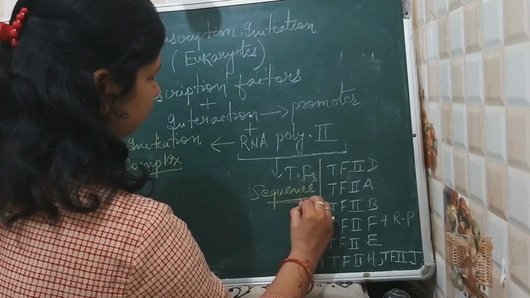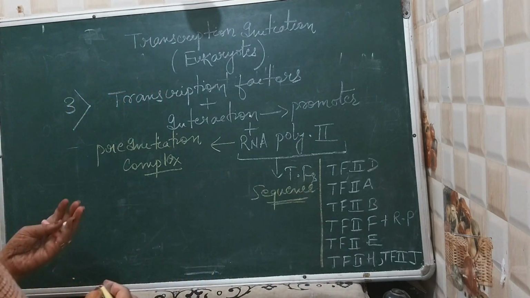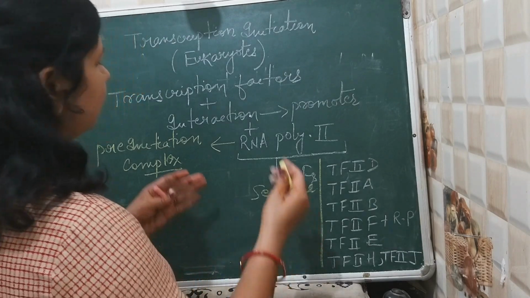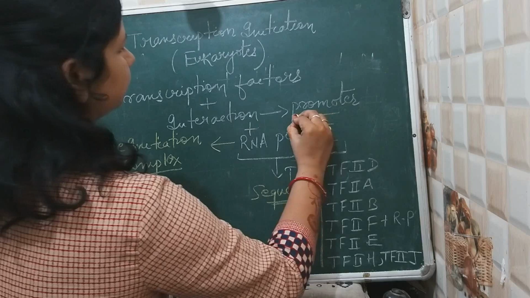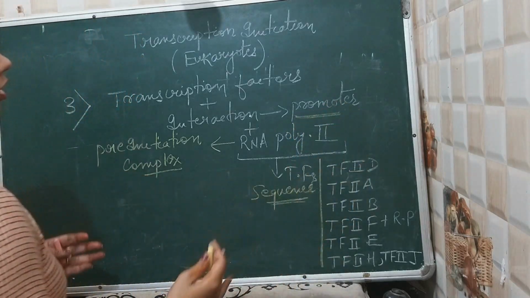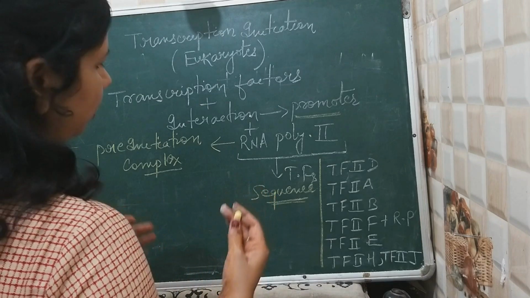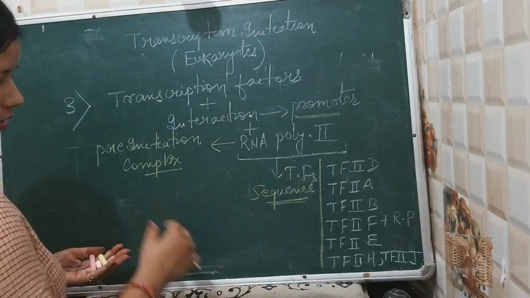In sequence. Sequence of what? The sequence with which they bind to the promoter and RNA polymerase, interact with each other, and form a pre-initiation complex. So how is it going to be formed?